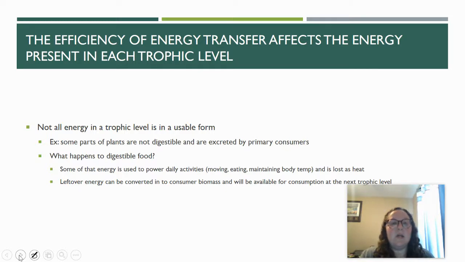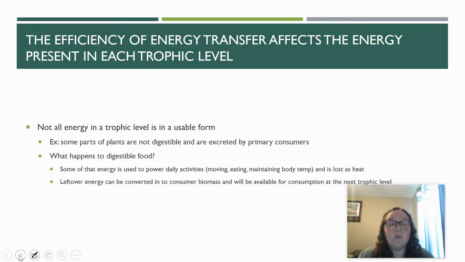Another issue is that not all energy in a trophic level is in a usable form. For example, some parts of plants are not digestible and are just excreted by primary consumers. Don't want to be gross here, but humans cannot digest cellulose. I'm just going to say think about corn and you'll know exactly what I mean. So let's look at what happens to digestible food, not the non-digestible stuff that just comes right back out.